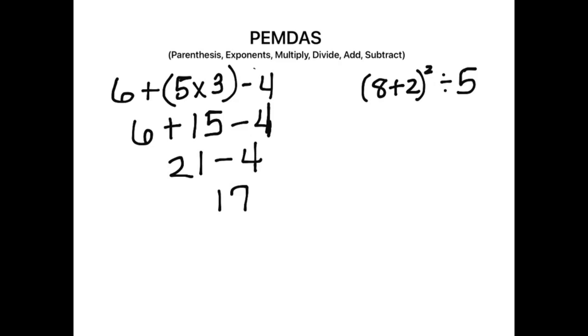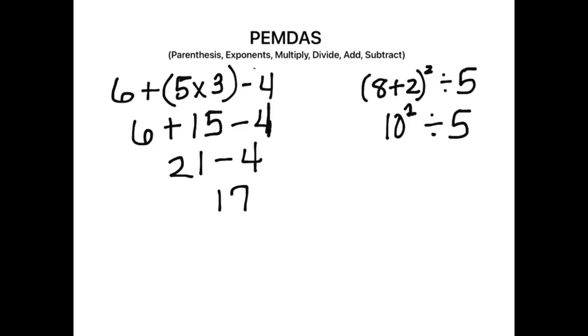All right, let's move to our next problem. Our next problem, still order of operations, still PEMDAS. Remember, we're going to solve for what's in the parentheses first. We have 8 plus 2 squared, so that 8 plus 2 is in the actual parentheses. We're going to work what's in the parentheses first. So 8 plus 2 is 10. Then we'll put our little squared here, and write down the rest of our problem, divided by 5.